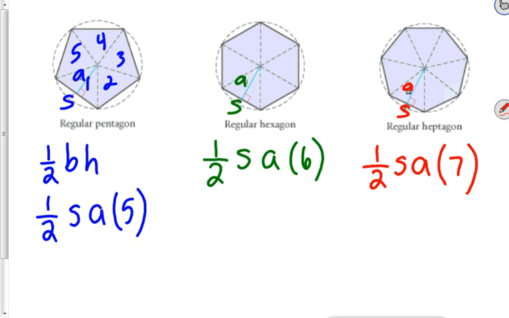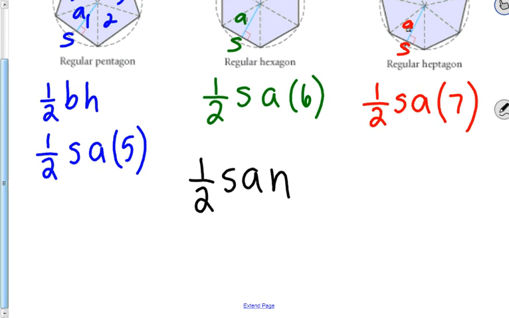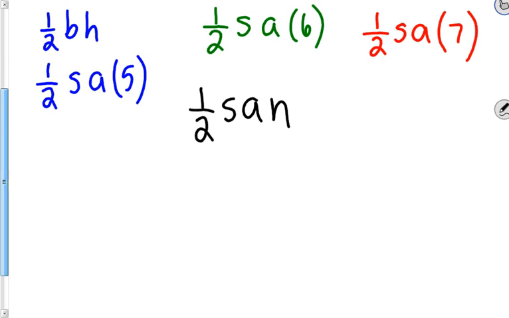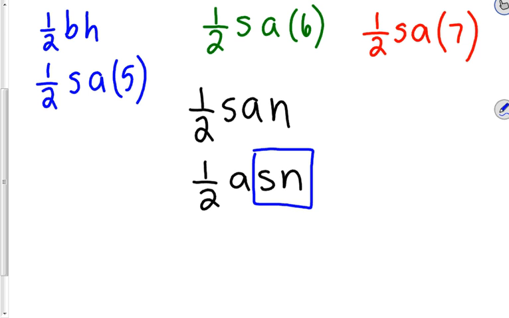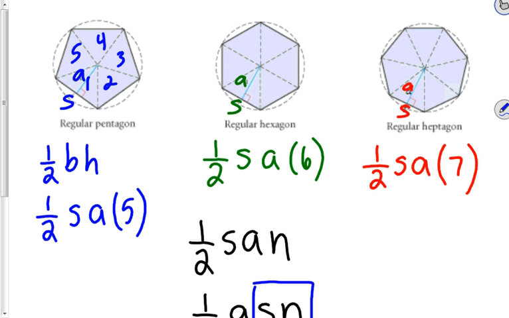So we're starting to see a pattern here. To find the area of the regular polygon, we're going to take 1/2 times the side length times the apothem times the number of sides. We'll call that n. 1/2 SAN. Now let me rewrite that as 1/2 ASN. And here's why. Because if we take the side length times the number of sides, think about that. The side length times the number of sides.